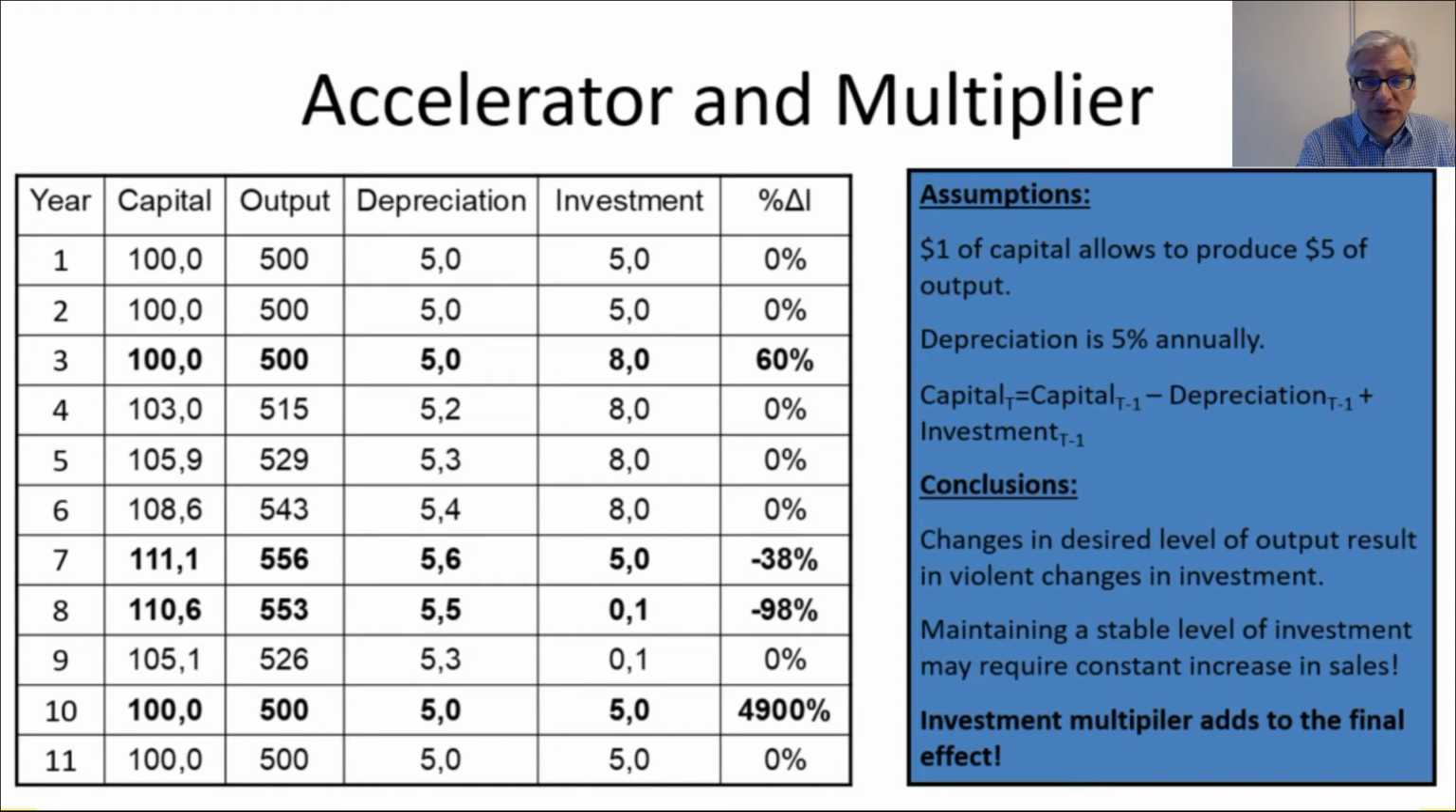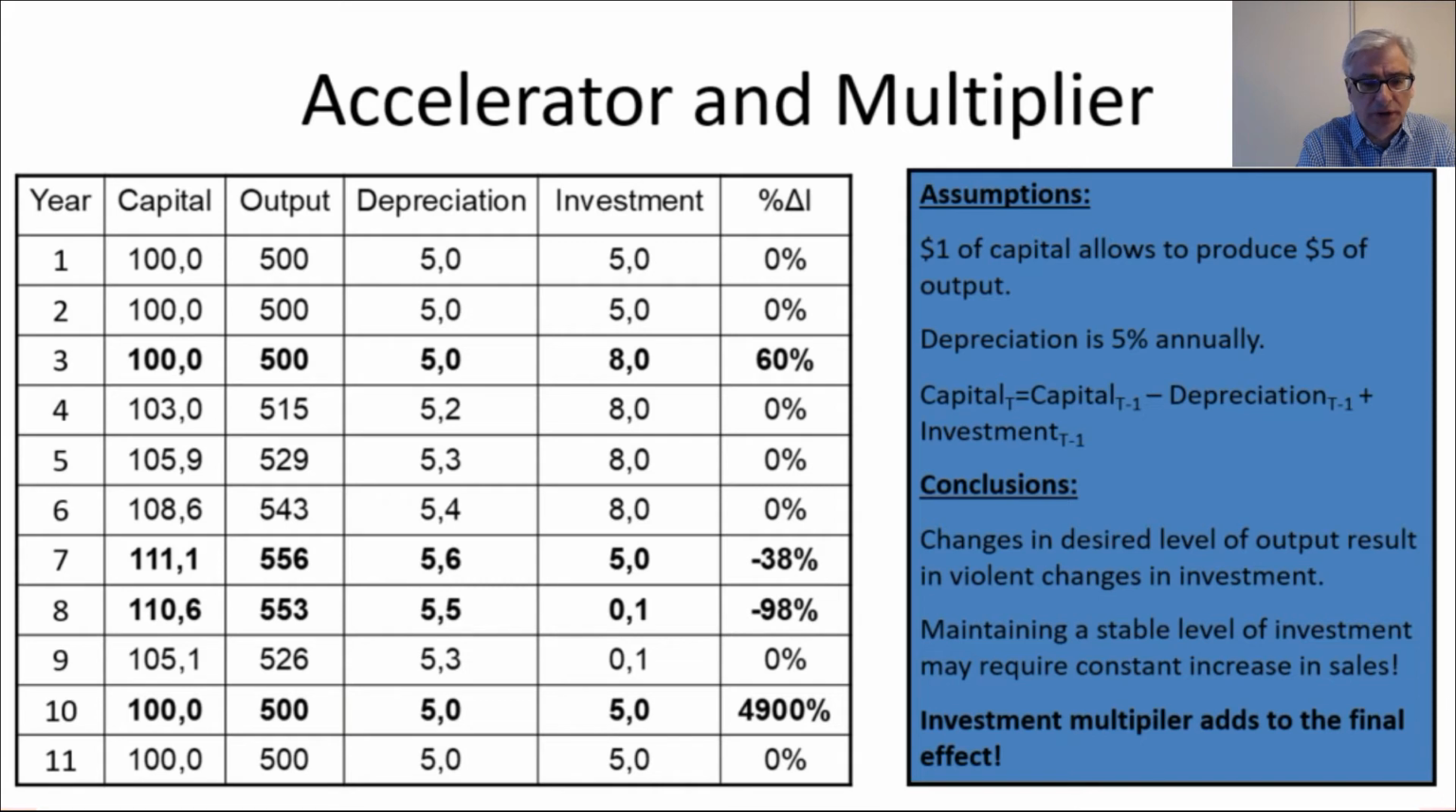If we are to keep this level of 8 million every year, like year number 3, 4, 5, 6, then it is necessary for us to constantly increase our production, like it was in years 3, 4, 5, and 6, and even 7. So to keep the level of investment unchanged, we had to sell more and more and more. So in the year 7, we are already at 10% increase.